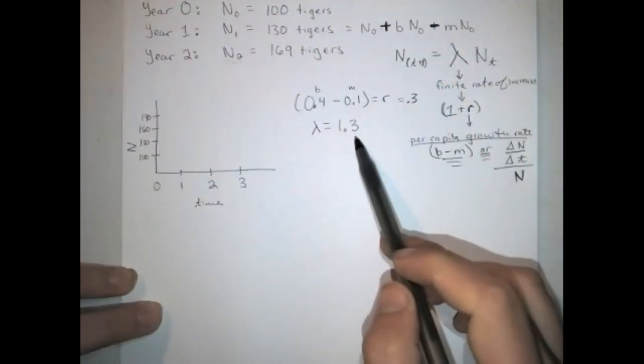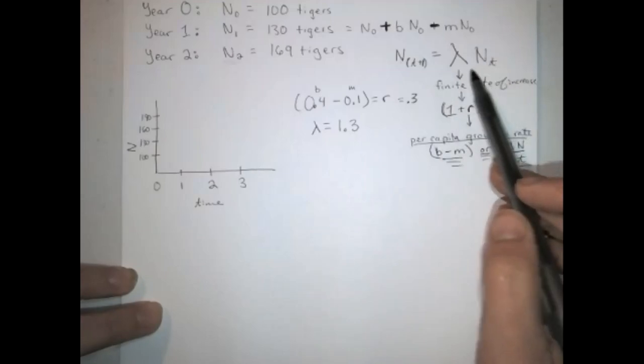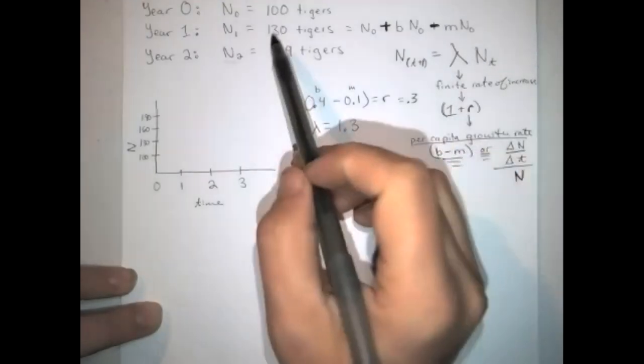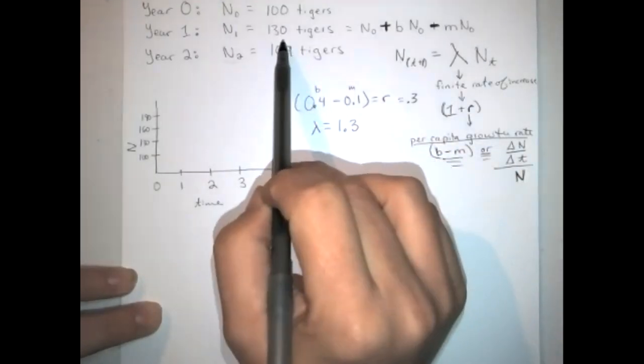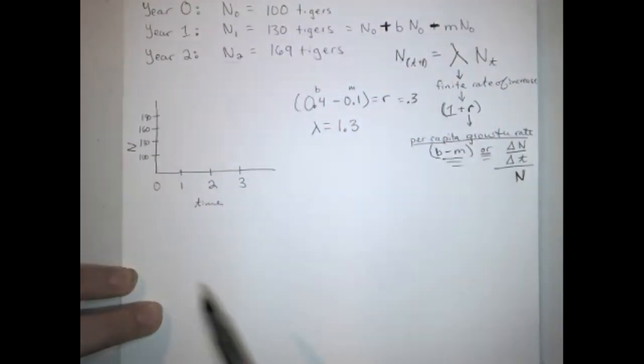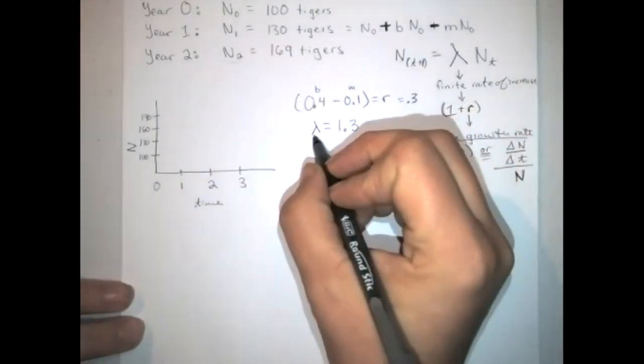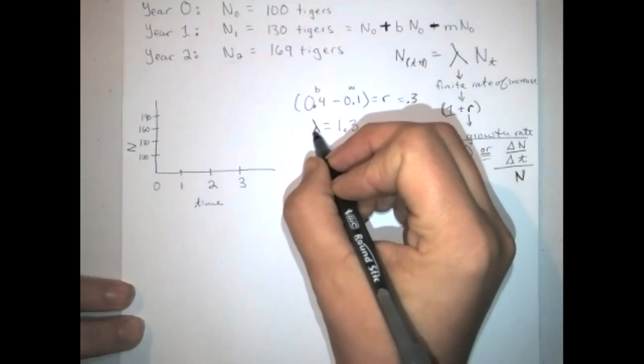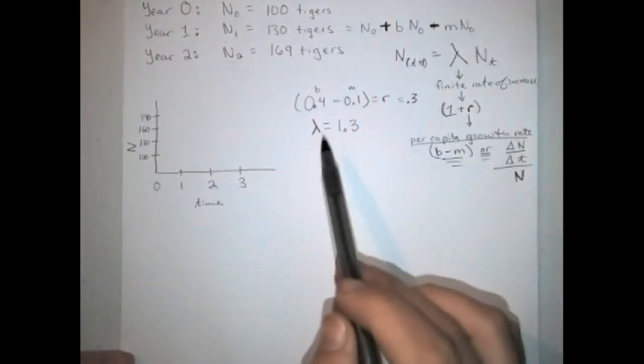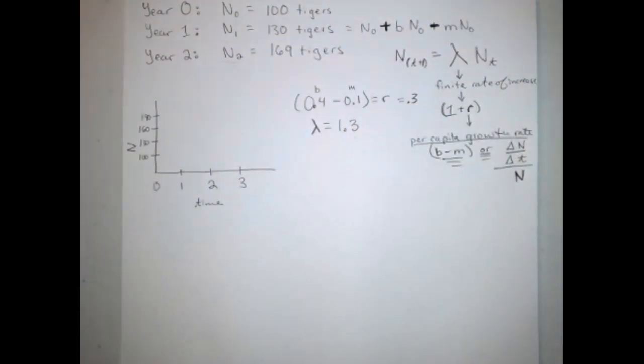And so when we multiply 1.3 times whatever population we're concerned with, for example 130, what we get is 169. I wanted to show you that to make sure that if you see lambda coming up in your textbook or in other sources, that is what it is. Also, you could use this to calculate populations in class.